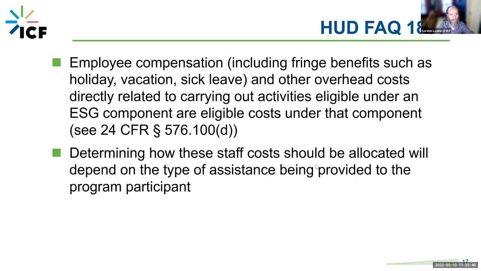In addition to which, determining how those staff costs should be allocated will ultimately depend on the type of assistance being provided to the program participant. What that means is ultimately you've got to make sure that whatever you're giving to a program participant ties out to the component in question, which ties out to ESG as a whole. Next slide, please.